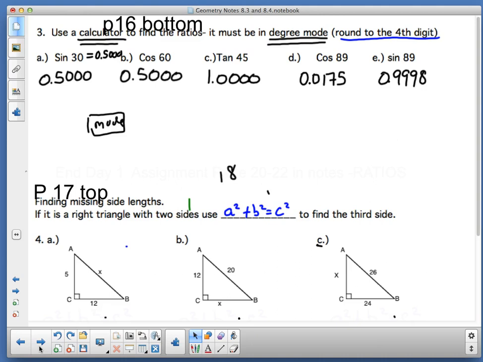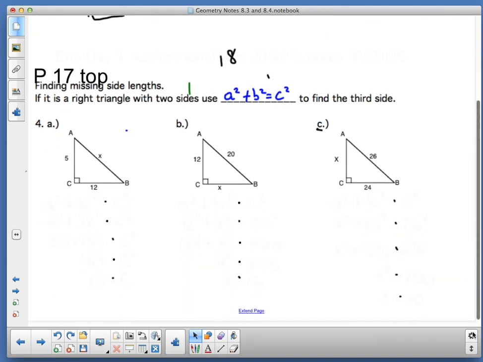Now, the next thing, top of page 17. I want you to find the three missing sides on these 3 triangles, and I want you to know if it is a right triangle with 2 sides, use a squared plus b squared equals c squared to find the 3rd side. So figure it out, see what's up, go. While you guys are doing that, I'm going to be handing back your chapter 7 test. You guys are going to get this information back, and those people that need to will be taking it and going from there.